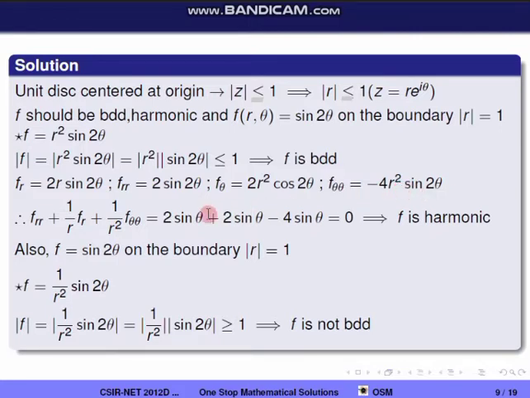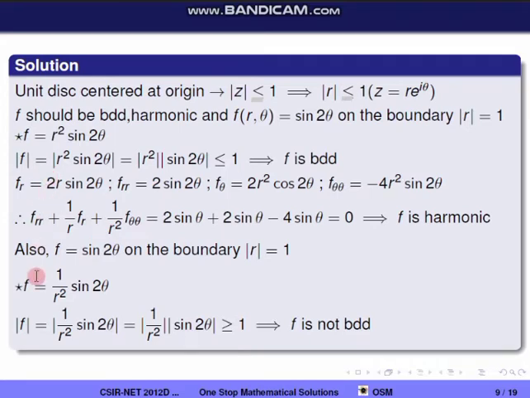So now check the Laplace equation. frr plus 1 by r fr plus 1 by r square f theta theta is equal to 0 or not. So substitute the values, and once you substitute and simplify, I am getting it is equal to 0. Therefore f is harmonic. Also we get f is equal to sin 2 theta on the boundary mod r equal to 1. So option 1 is correct. Similarly, check it for the second and third options.